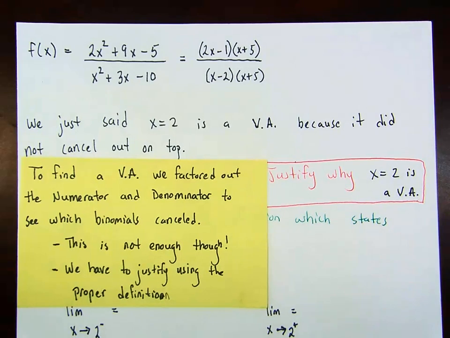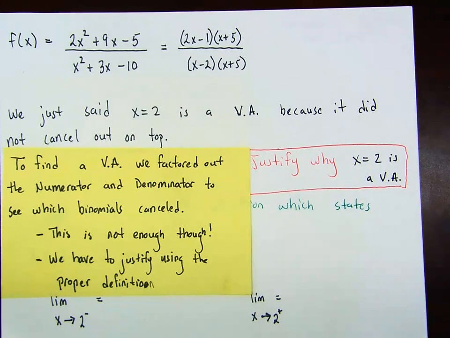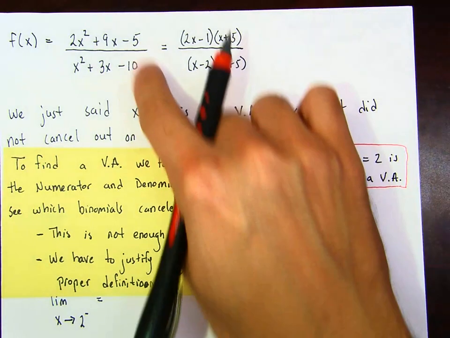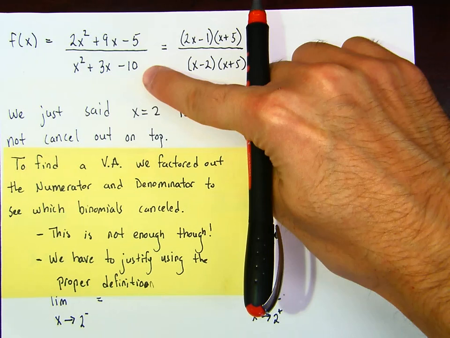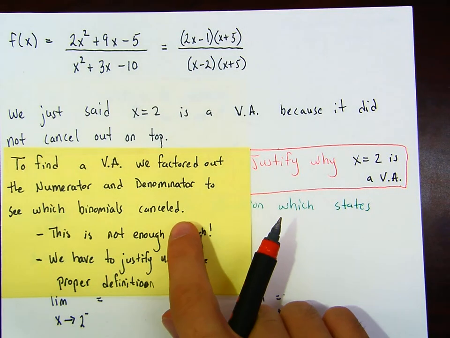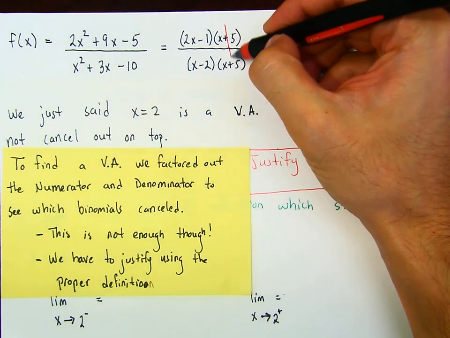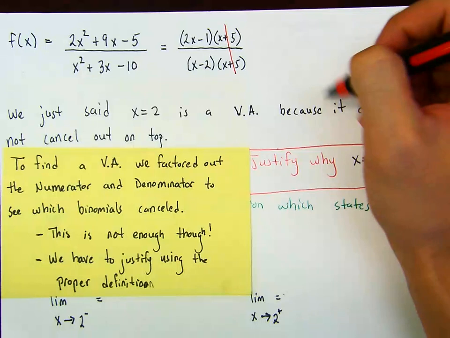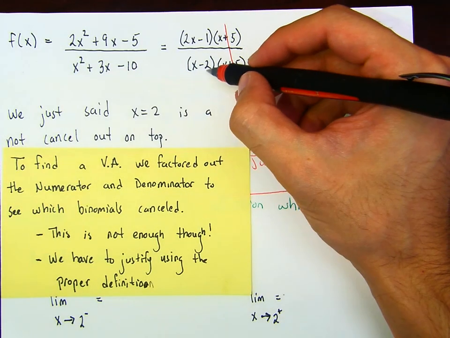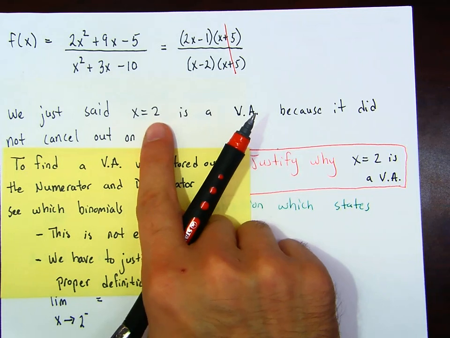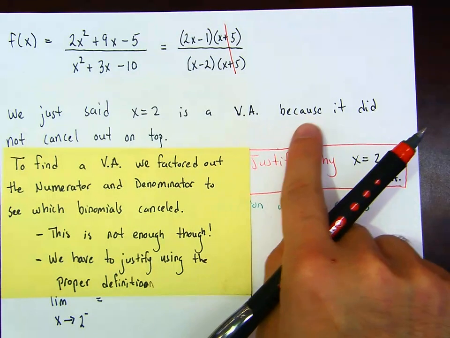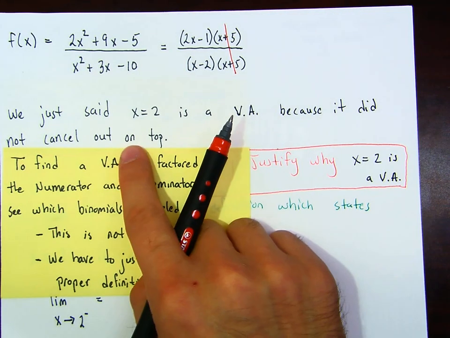Let's take a look at the next part. Do you remember the last example in the video when we did this? How do you find the vertical asymptote? We factor the top, we factor the bottom. And when we look at this one, you see the x plus 5 cancels. But which one does not cancel? It's that x minus 2. And then what did we just say? We said x equals 2 is a vertical asymptote because it did not cancel out.